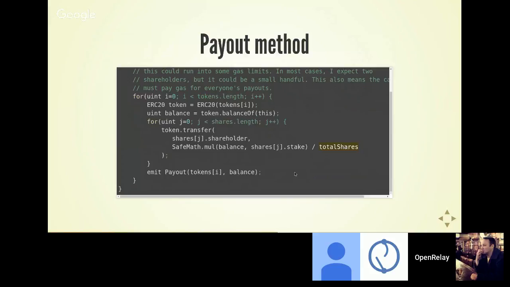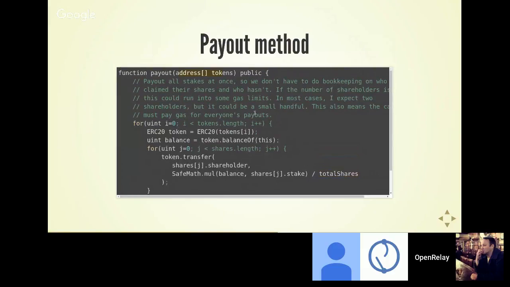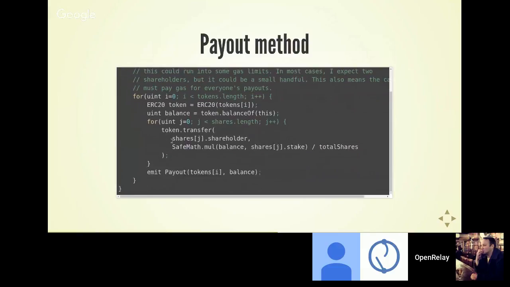And then finally, we emit an event. So that's going to iterate for every shareholder for every token and pay out all of the tokens that were passed in this list to all of the shareholders that belong to this contract. And then for each token that we pay out, we emit an event indicating the token that was just paid out and the balance of that token. So how much we just paid out. And that is so that off-chain systems can follow along and keep track of when they got paid if that's something that they're interested in.